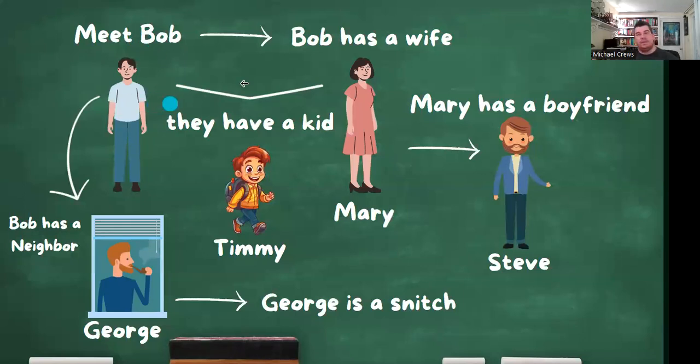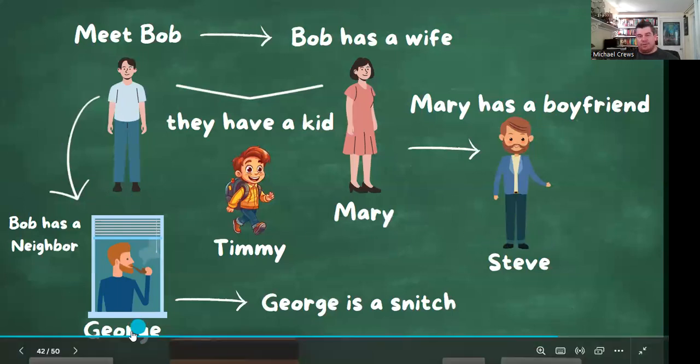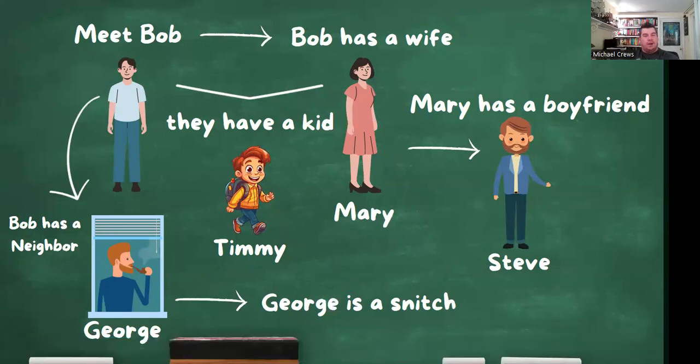So we have Bob. Bob has a wife, Mary, and they have a kid together, Timmy. Unfortunately, Mary has a boyfriend, Steve, and Bob's neighbor, George, is a snitch. He thinks something's going on with Mary and Steve, and he told Bob. So now Bob is confronted with the information that his wife is having an affair. George comes over and says, hey, I don't know what's going on, but every day when Timmy goes off to school, this guy comes over, he stays the whole day, and he leaves before you or Timmy comes back. And Bob was not aware of this. So now it's coming to the forefront that his wife is doing something scandalous on him, okay? So this is our case.